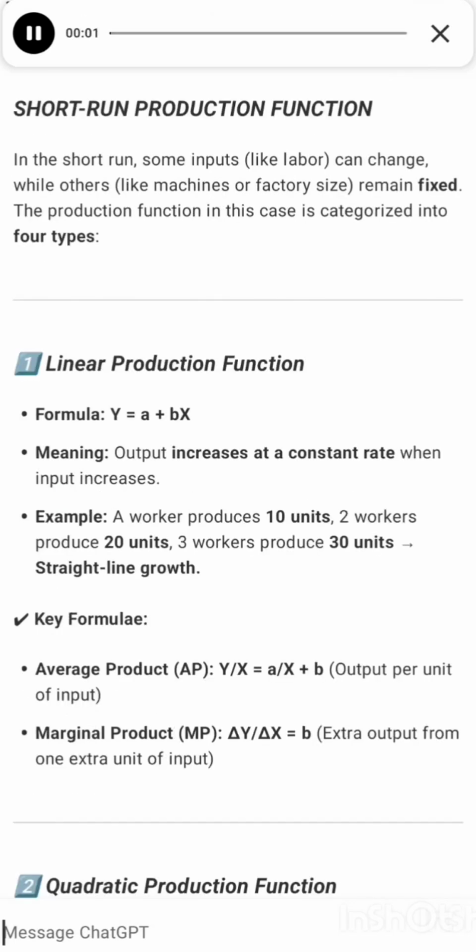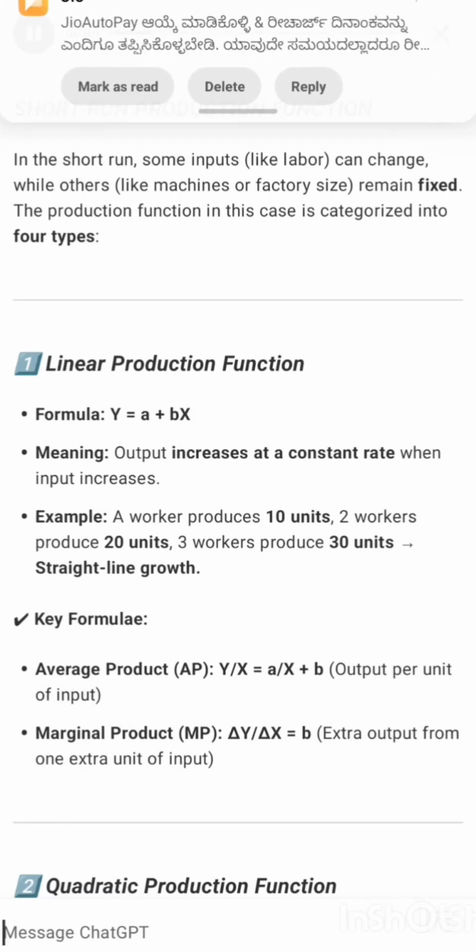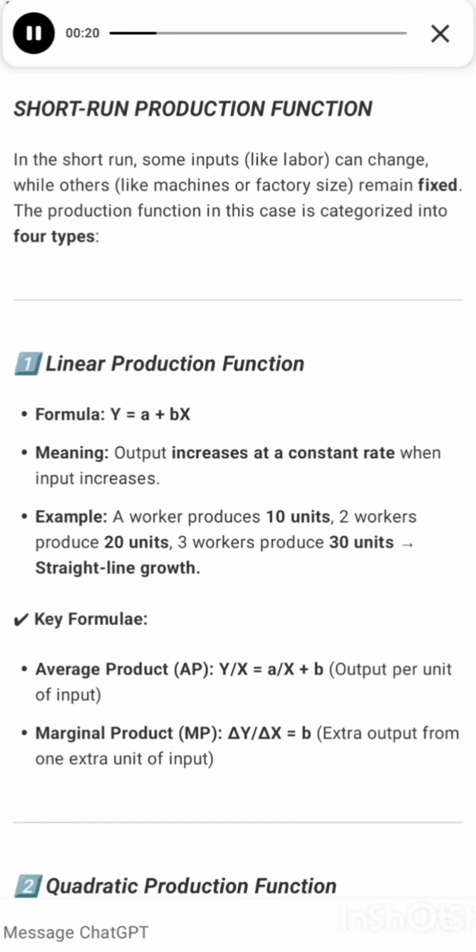Short-run production function. In the short run, some inputs, like labor, can change, while others, like machines or factory size, remain fixed. The production function in this case is categorized into 4 types. 1, linear production function. Formula, y equals a plus bx, meaning output increases at a constant rate when input increases. Example, a worker produces 10 units, 2 workers produce 20 units, 3 workers produce 30 units, straight line growth.